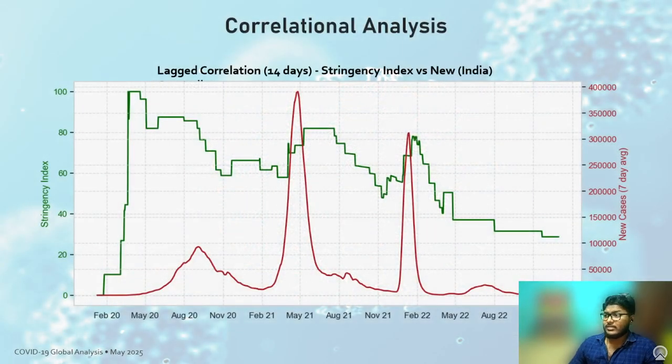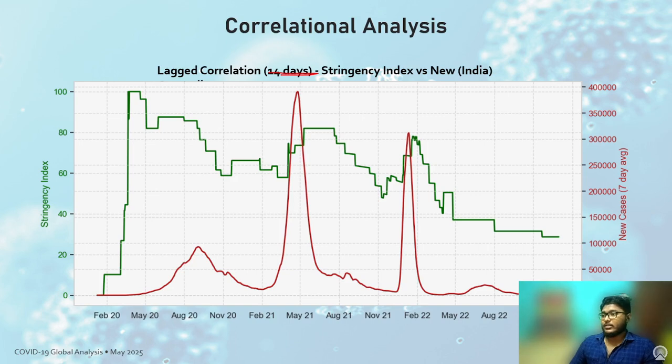In the correlational analysis, we're using a lagged correlation with a 14 days delay. This is the 14 days lag. Stringency index versus new cases in India. This green line that you see is the stringency index, and the red line is the new cases. What we find here is quite interesting. The green line represents stringency. What's striking is the timing here, because we used a lagged correlation.